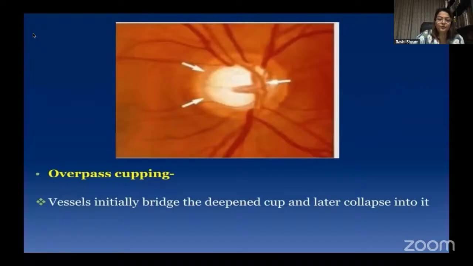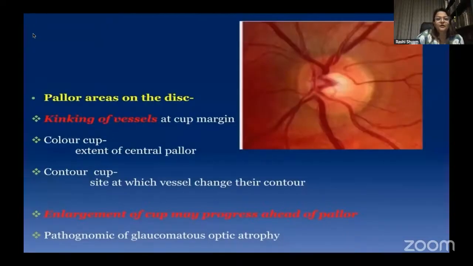Third, there is overpass cupping. So initially vessels bridge the deepened cup, and then as the cup further deepens, there is a collapse and the vessel just disappears at the cup margin. You see the vessel, then you can't trace it anymore. And then you see the vessel coming out from the neuroretinal rim a little more ahead of it. So kinking of vessels at the cup margin is there, and then the color of the cup and the contour of the cup. This is also important.